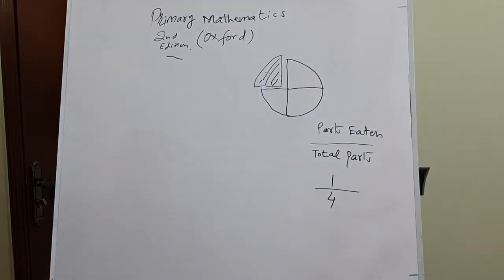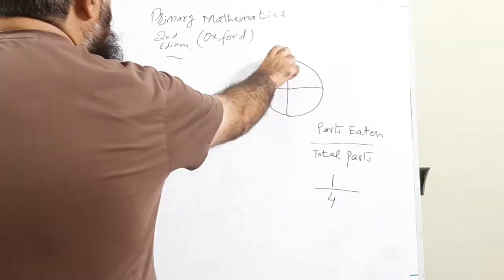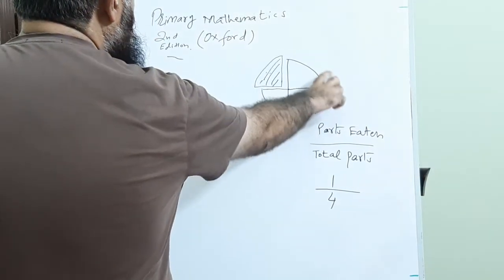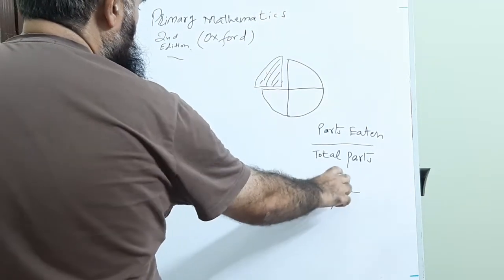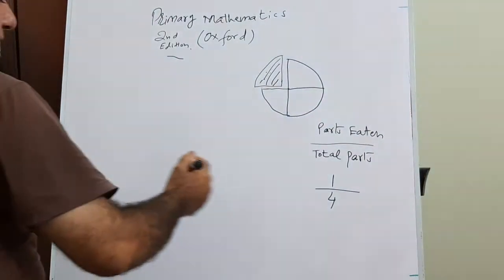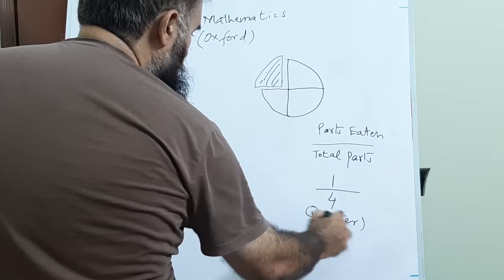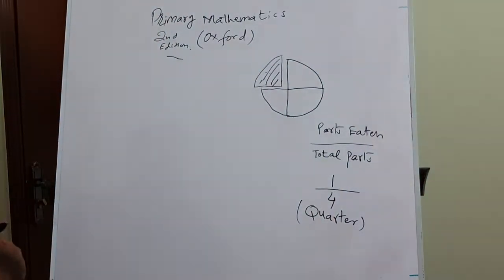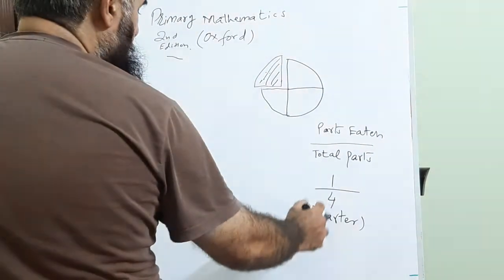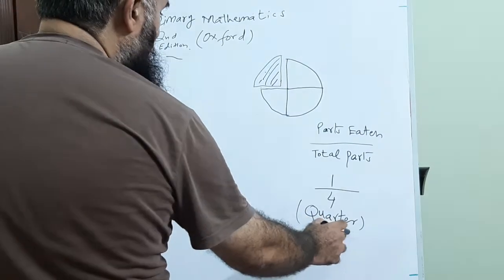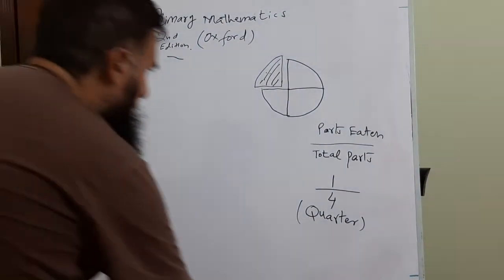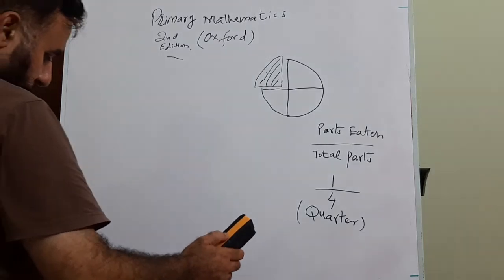So when we need to express that one portion is eaten out of 4, we say 1/4, which means a quarter of the whole is eaten. If you remember, we also discussed that 1/4 is termed as quarter. So a quarter portion of the waffle is eaten.